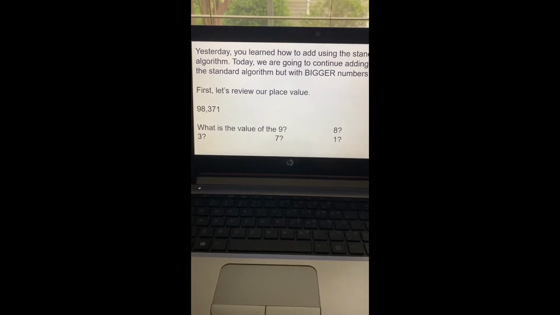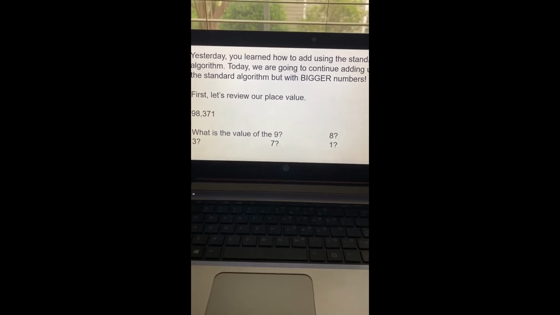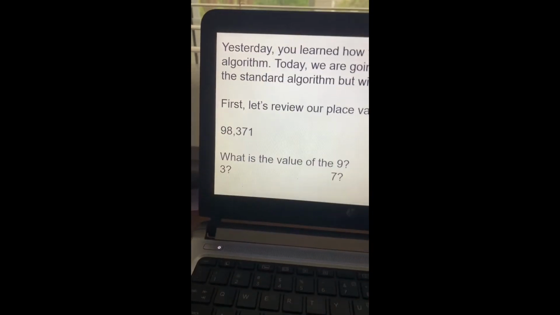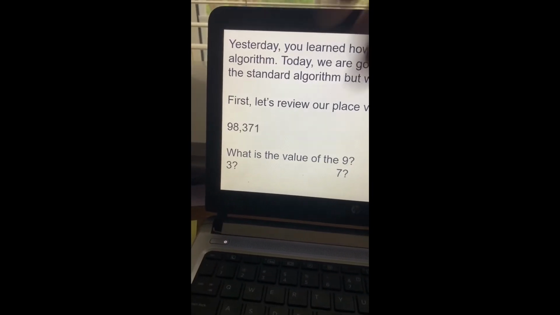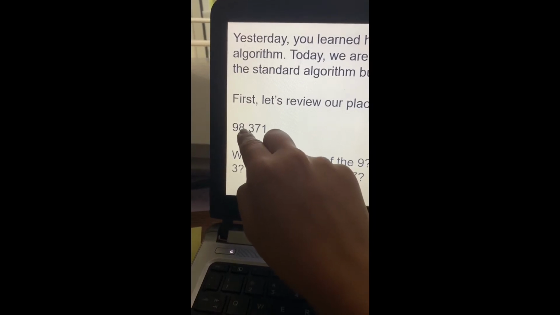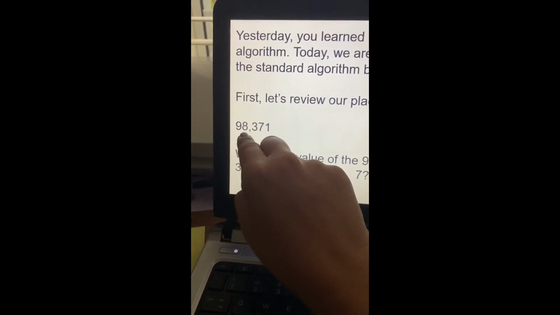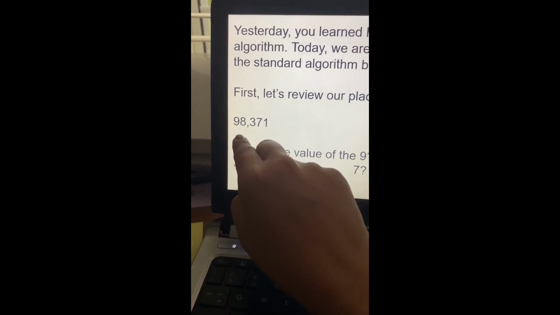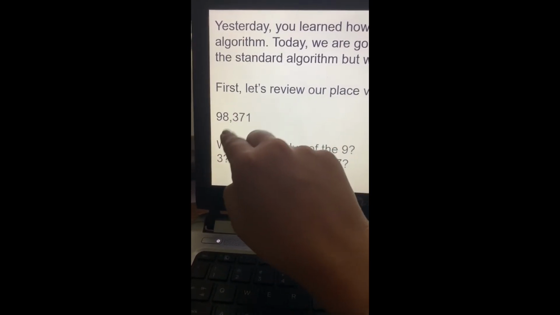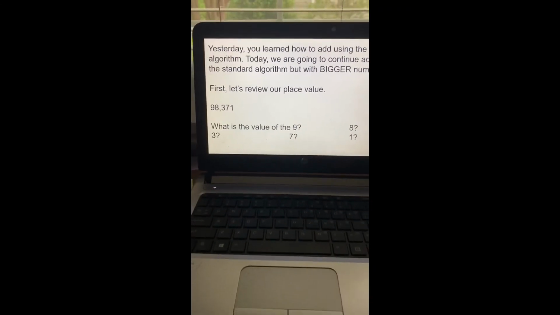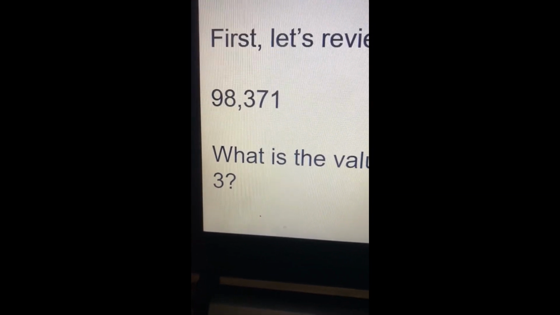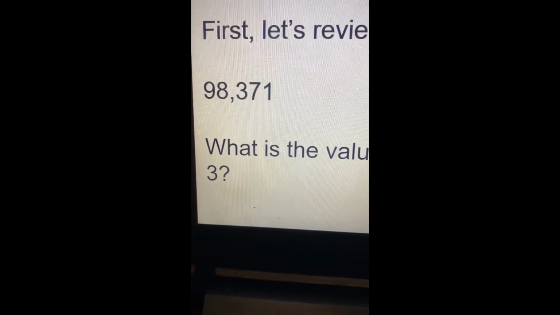Last but not least, oh, sorry, I missed one. The 8, let's look at that 8. What is the value of that 8 in this number? That 8 is in the ones, tens, hundreds, 1,000s place. So 8 thousands, 8,000. And then looking at the last number, what is the value of the 1? The 1 itself is just 1 because it is in the ones place.